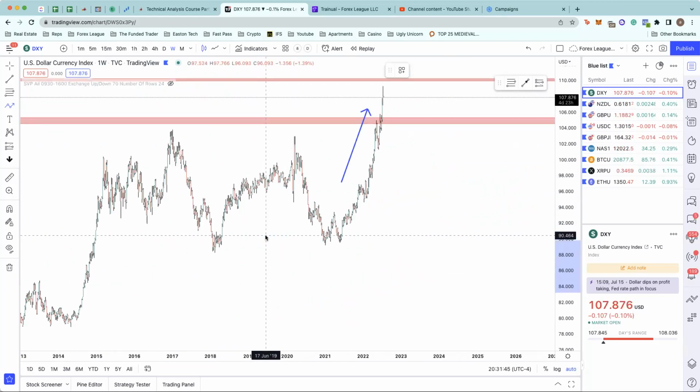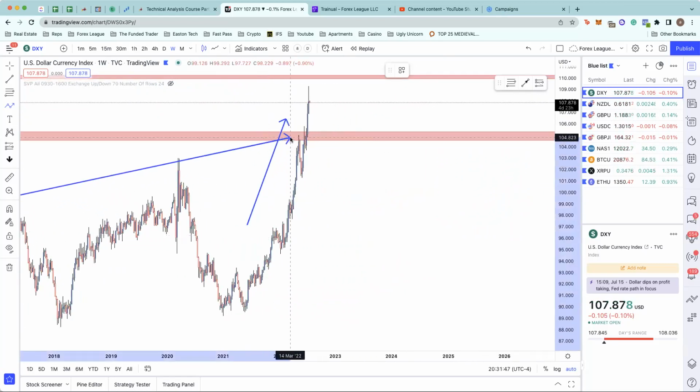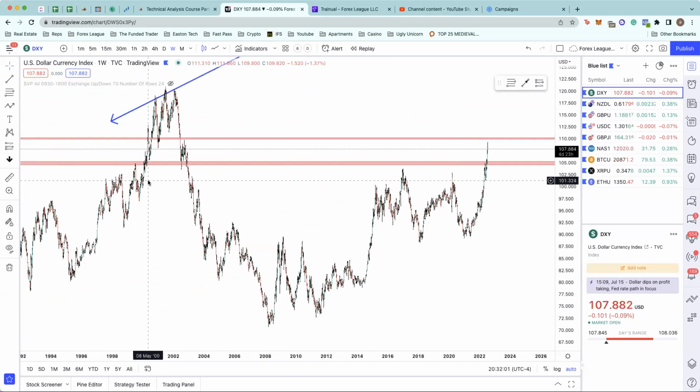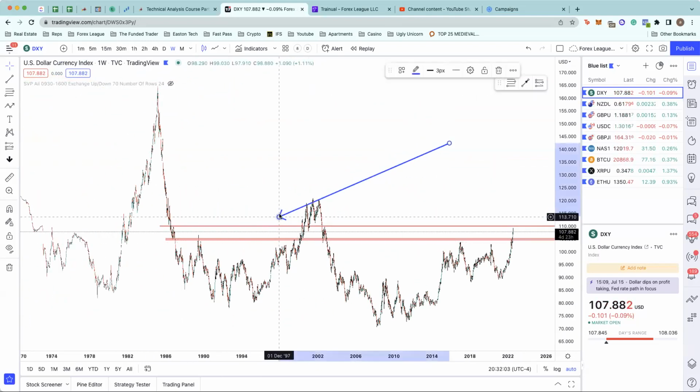And then more recently, we had come up to this level, rejected it. So this kind of solidified that there was a lot of orders sitting in this area. Then we actually broke through here. So price, as you can see, broke to the upside. And that's when I'll go ahead and I'll draw my next level. So I've got my next level up here.